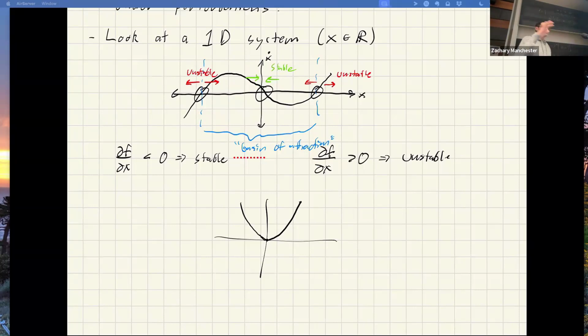If you're into that, the stuff to look at is Lyapunov stability theory. Happy to talk more about it offline. But basically, you have to do fancier, more nonlinear things in the case where it's equal to 0, and you can't trust this.